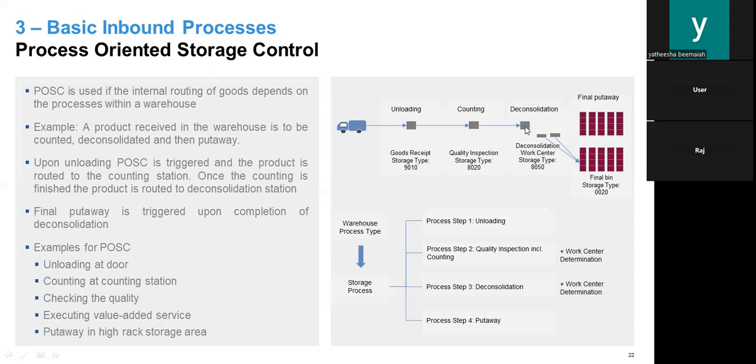Here they receive one pallet, but that pallet has 3 or 4 different products. Those products belong to different storage bins. So in that case, they will break the pallet and do the repacking. Once that is done, the system automatically creates the final put away warehouse task. Once it is confirmed, the product is put away into the final storage bin. That is the concept of process oriented storage control.